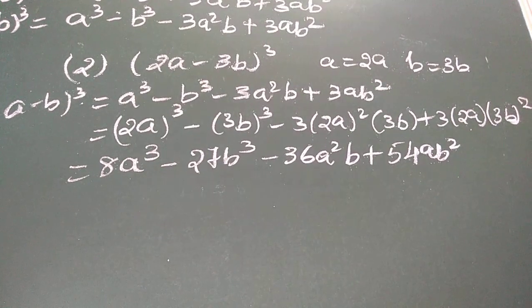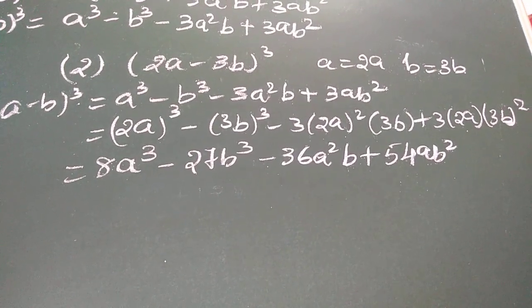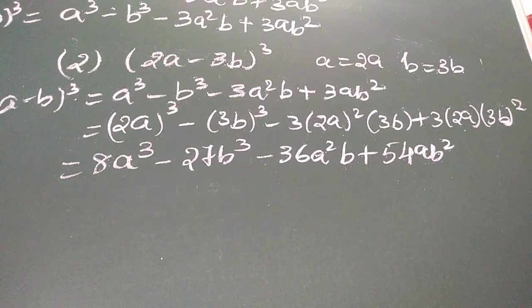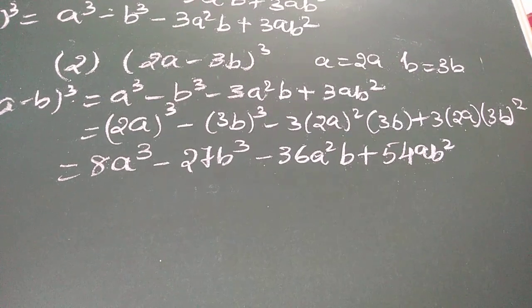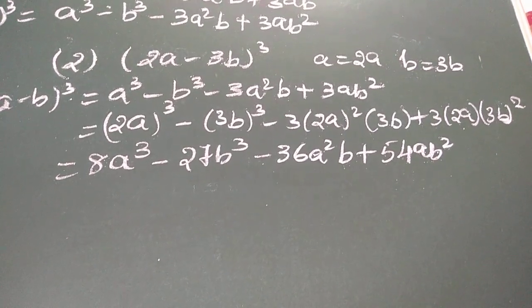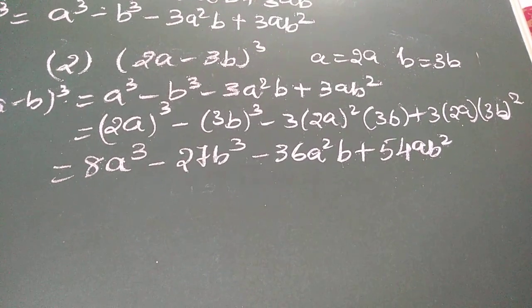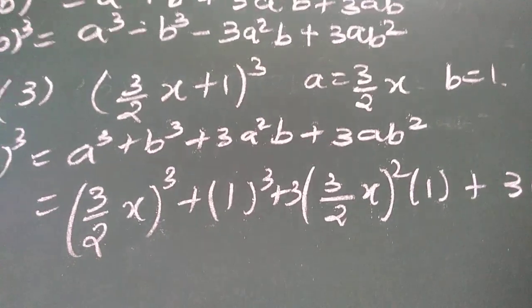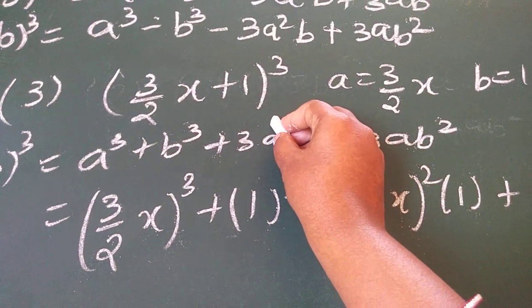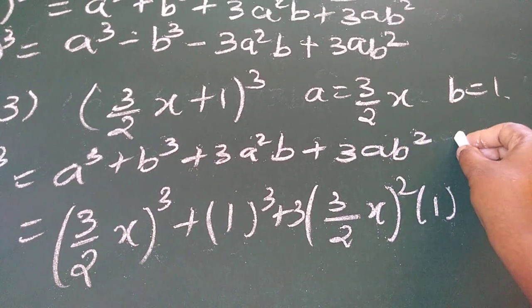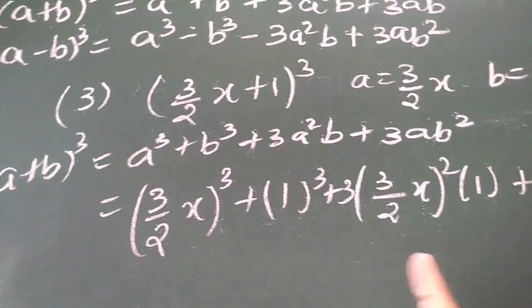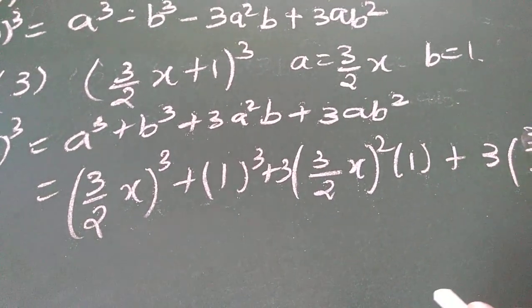2 cube is 8, 3 cube is 27 and 2 square is 4, 4 9s are 36 and 3 square is 9, 9 6 are 54, ab square. Okay children. This question is a plus b whole cube, a is 3 by 2x, b is 1. I have written the identity first, then I have substituted the values.